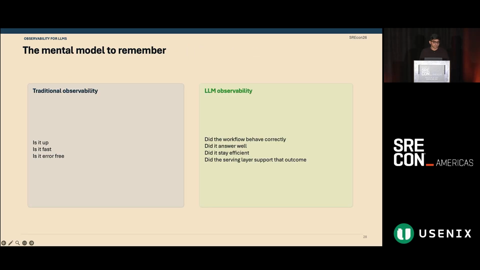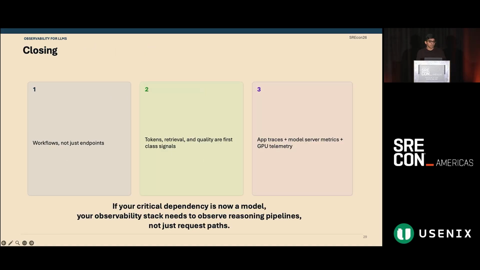So the mental model for LLM applications is, we have traditional observability where we focused on: is the application up, is the application fast, and is it error-free? But LLM observability also includes: did the workflow behave correctly and in an expected manner? Did it answer well? Did it stay efficient? And did the serving and infrastructure layer support that outcome?